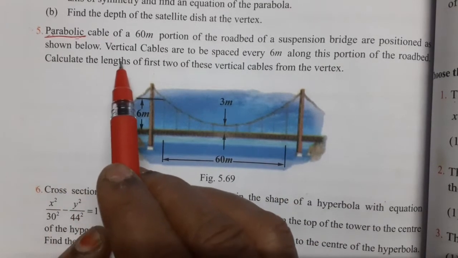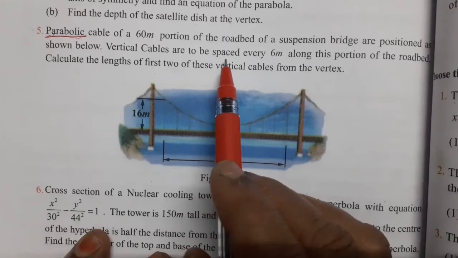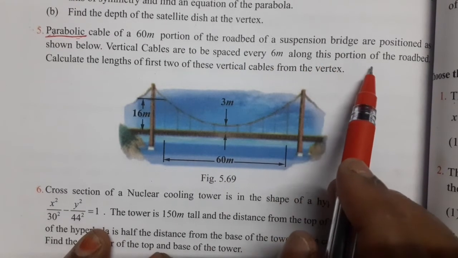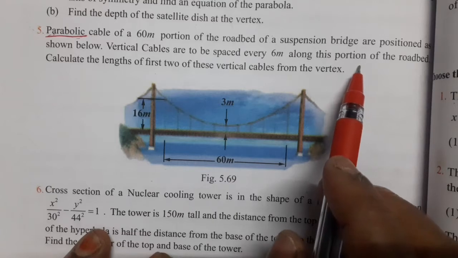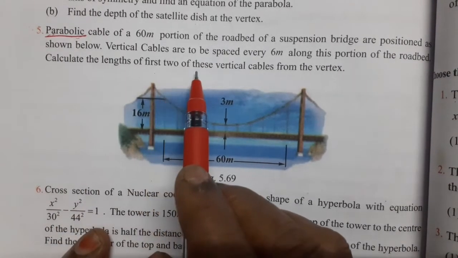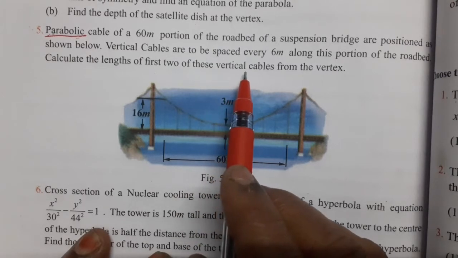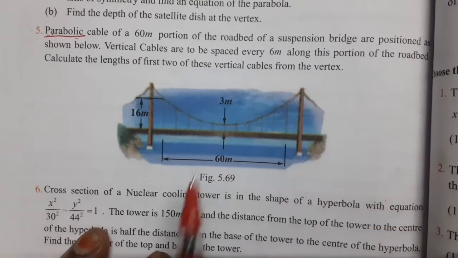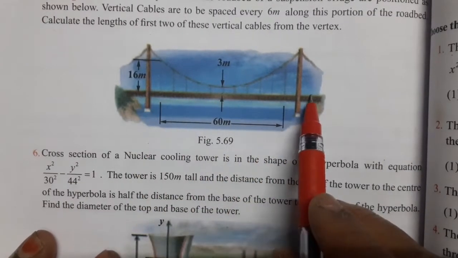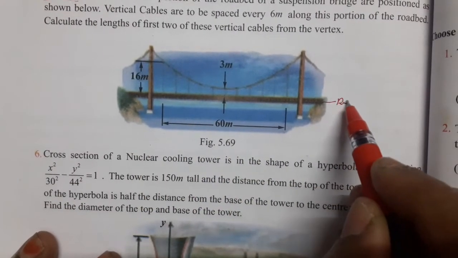What is in the diagram? The vertical cables are to be spaced every 6 meter along this portion of the roadbed. Calculate the length of the first of these two vertical cables from the vertex. Listen here. This is the roadbed.